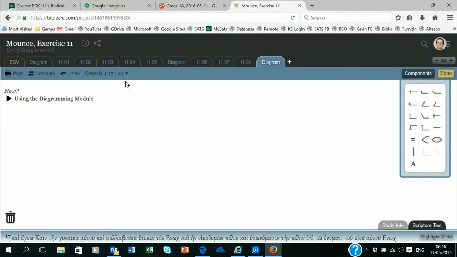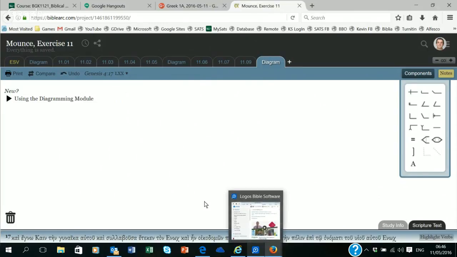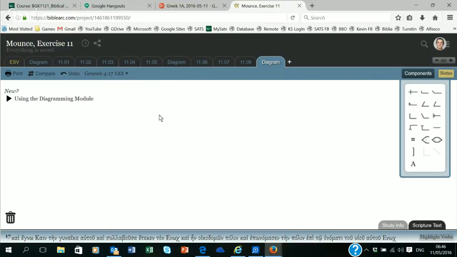It doesn't look the same at all, Kevin. It doesn't look the same? Kevin, the translation is 17, and he named. The translation is and he named the city after the name of his son Enoch. So it's from here. It's Kai epônomasen tên polin epi tô onomati tou huiou autou Enôch.